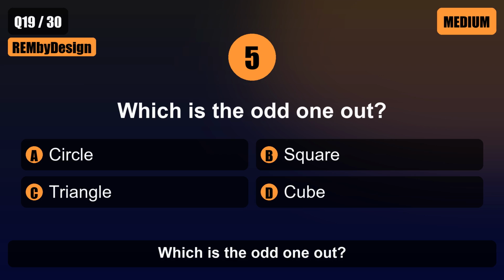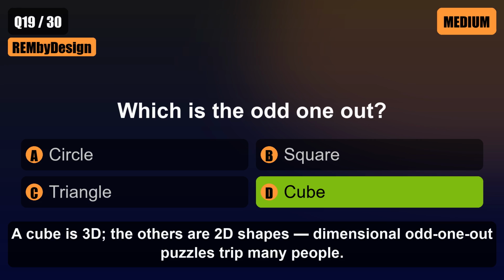Which is the odd one out? A. Circle, or B. Square, or C. Triangle, or D. Cube. The answer is D. Cube. A cube is 3D. The others are 2D shapes. Dimensional odd one out puzzles trip many people.